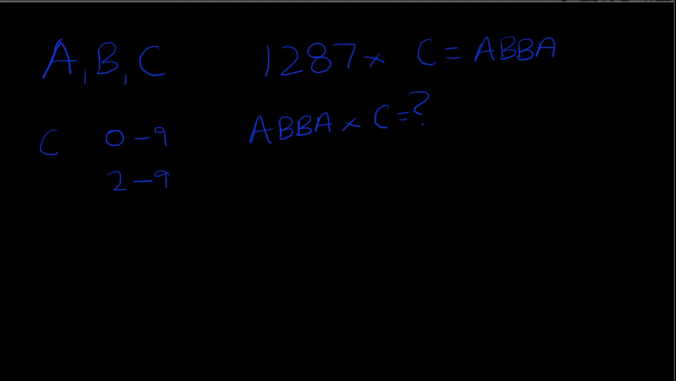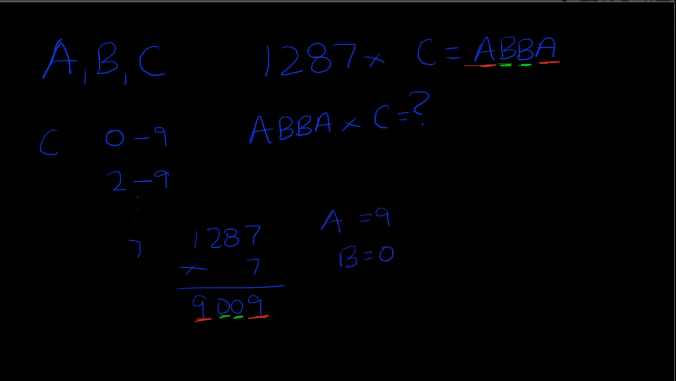So when you test 2 through 9, when you get to 7, you do 1287 times 7, you get 9009 as your answer. And notice the first and last digit are the same. Same with this. And the second and third digit are also the same. Same as what we wanted. So we see that A has to be 9 and B has to be 0. So that works.